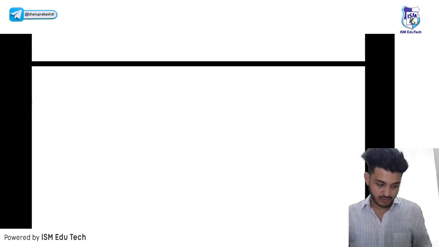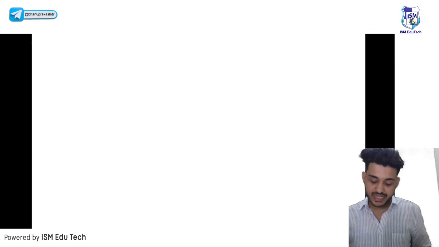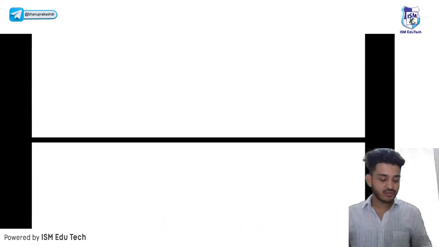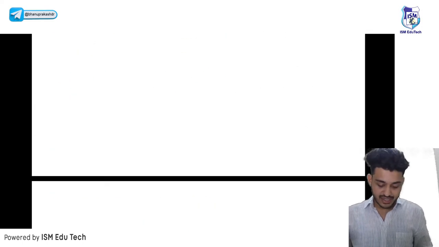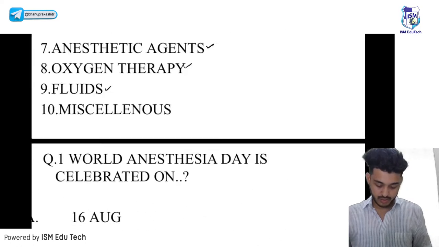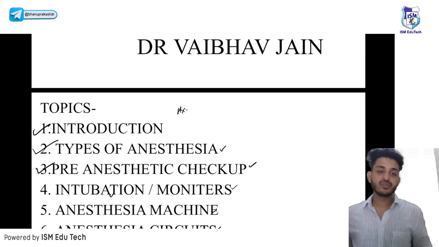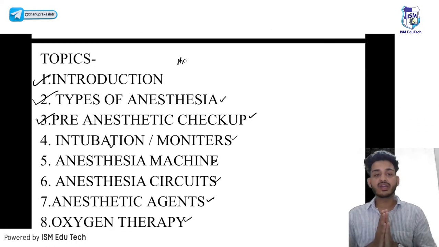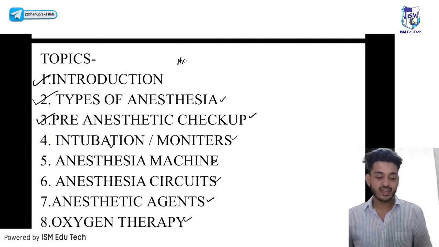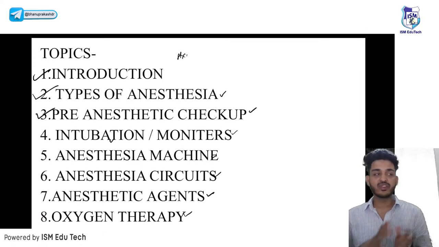This is what we are starting. From the beginning, whatever is happening, just in the form of a story. Yes, I will send the PDF in the group. Sorry about that. Okay. So first thing will be the introduction. In the introduction part, we have two things. First thing is the history. History of anesthesia, from where it has begun.